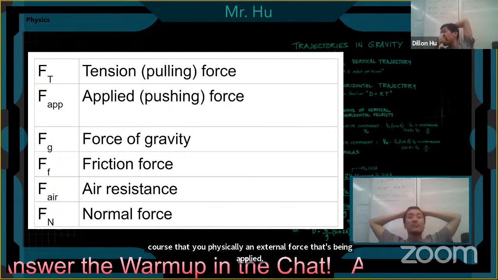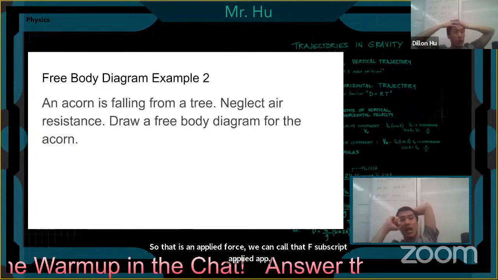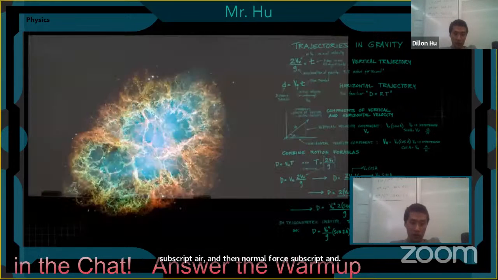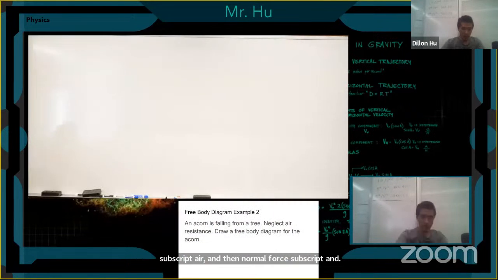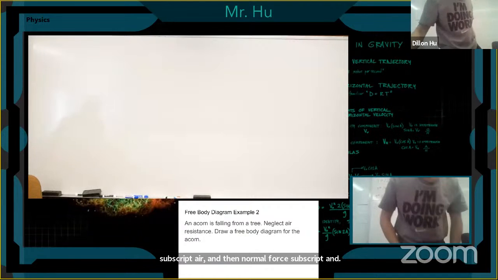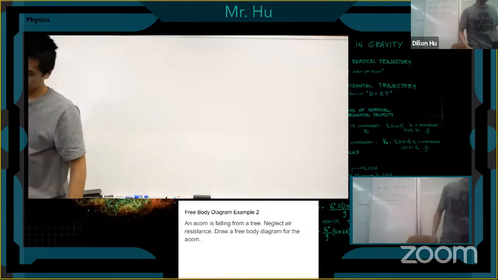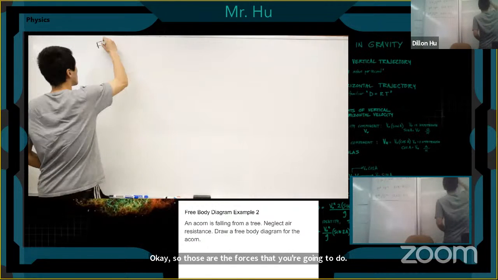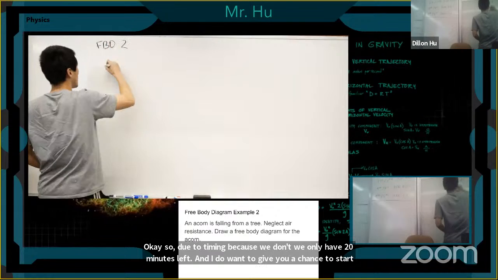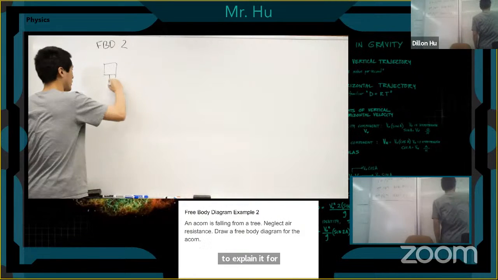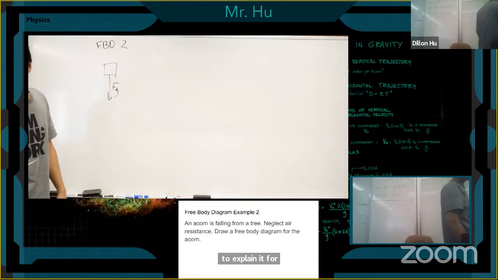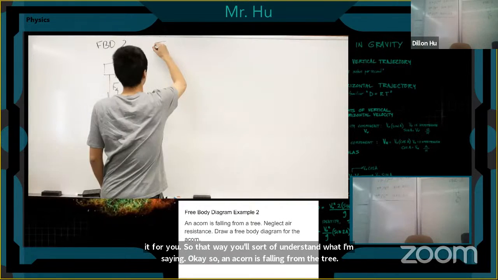Okay, due to timing, because we only have 20 minutes left, and I do want to give you a chance to start your stuff, I'm just going to do this on the board for you, and you can write it down, and I'll try to explain it so you'll understand. So, an acorn is falling from the tree. An acorn is a box, and the box is falling down. Because we're neglecting air resistance, that's it. That's your free body diagram. Pretty simple.